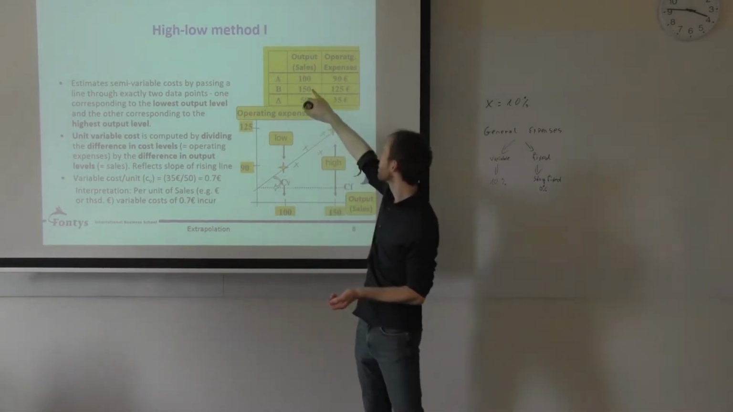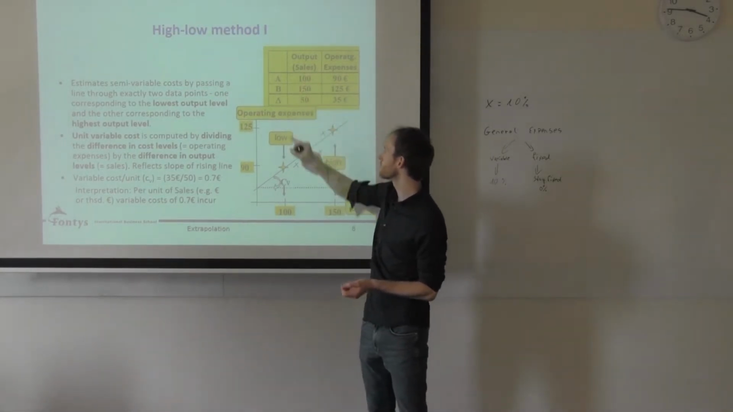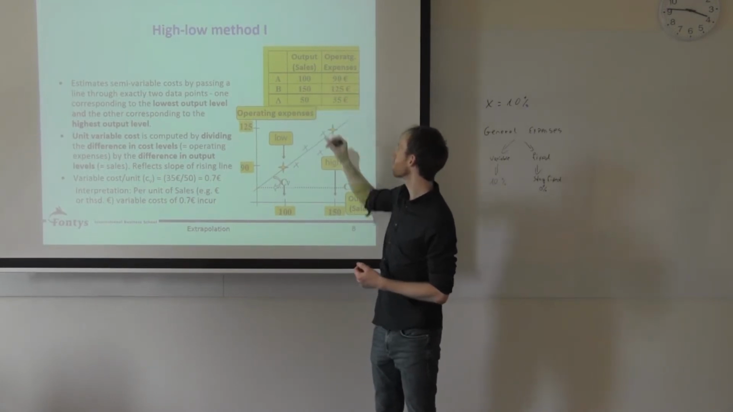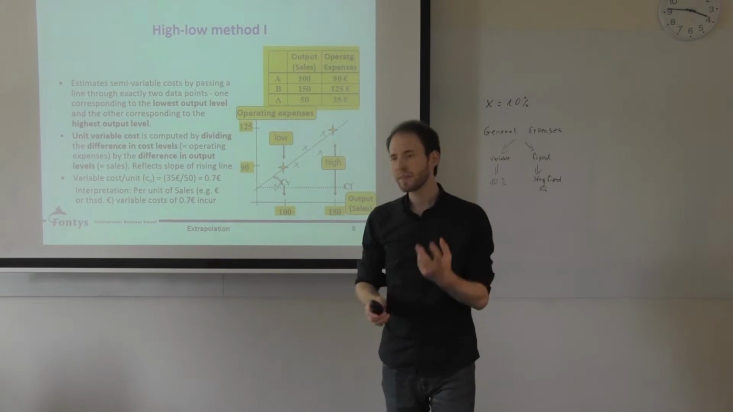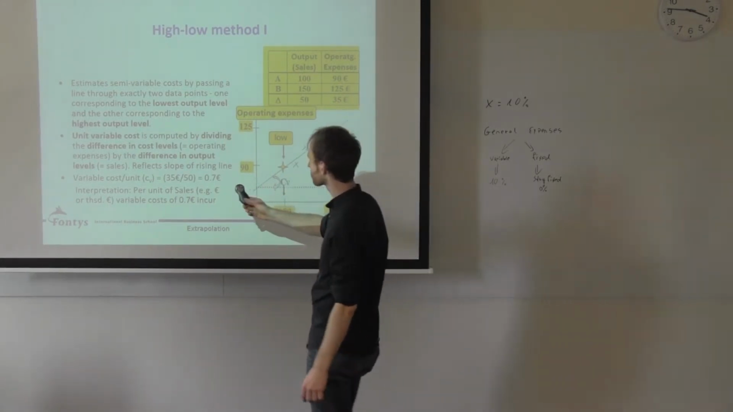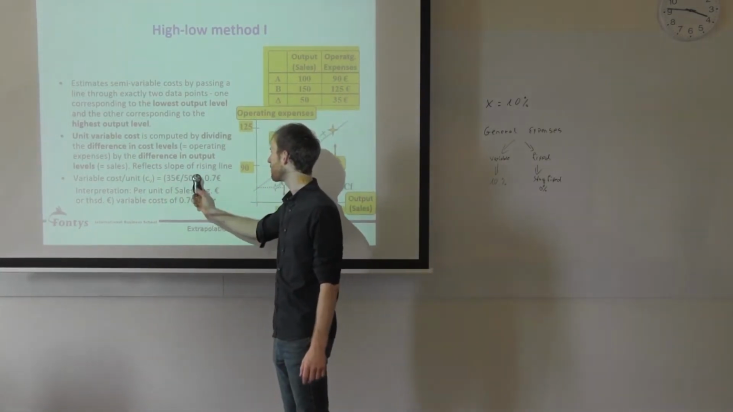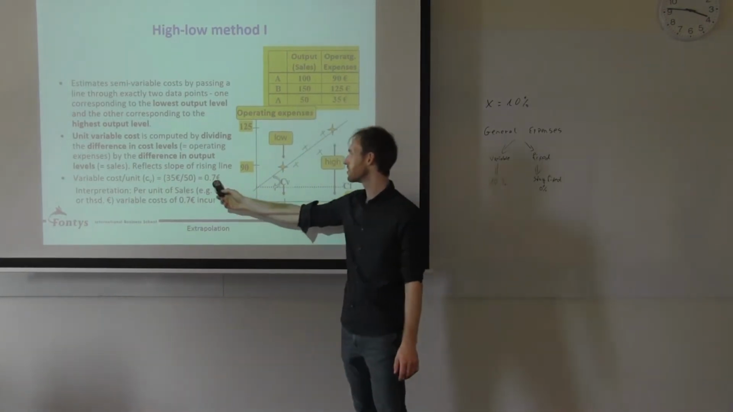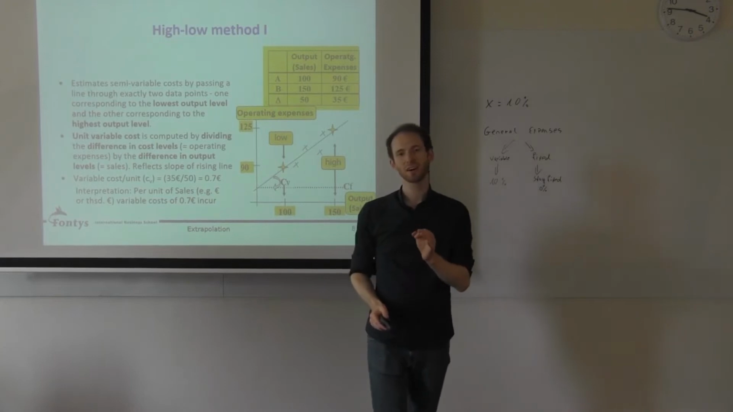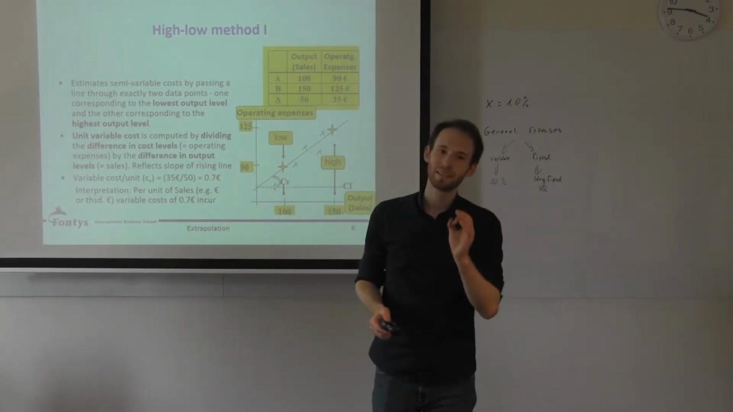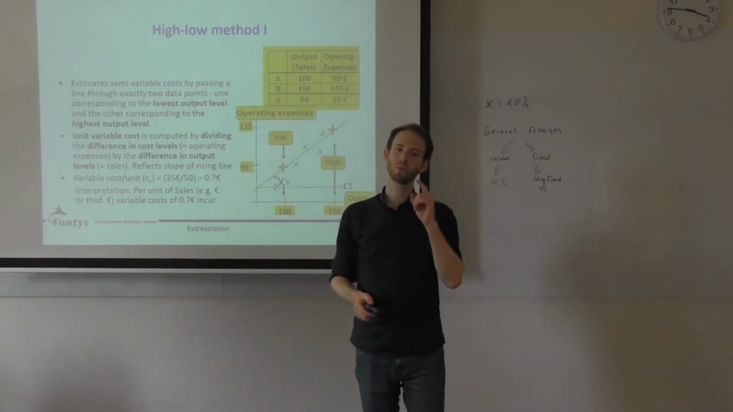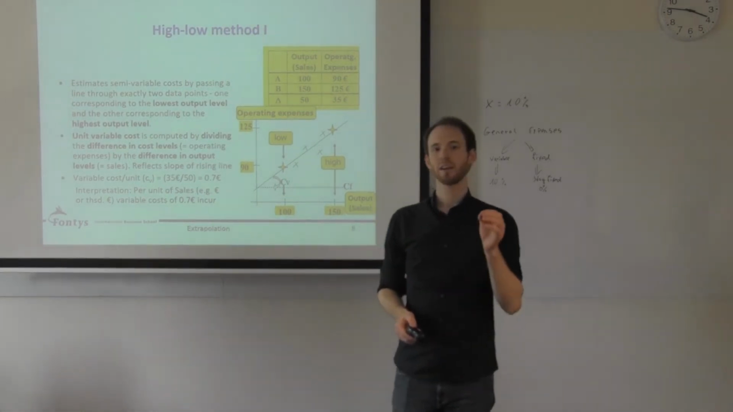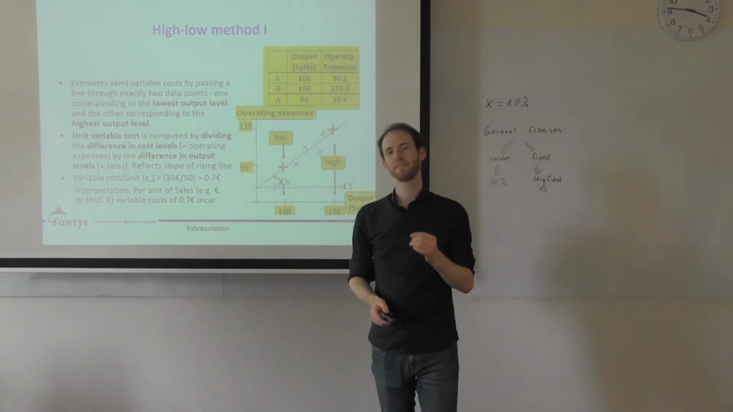And see, well, what is the difference? The difference of sales between the 2 points is 50, and the difference between the operating expenses is 35. So if we take the 35 and divide it by 50, we get to 0.7, or 70%. This way we know that if we make €1 in turnover, we incur 70 cents in variable cost.